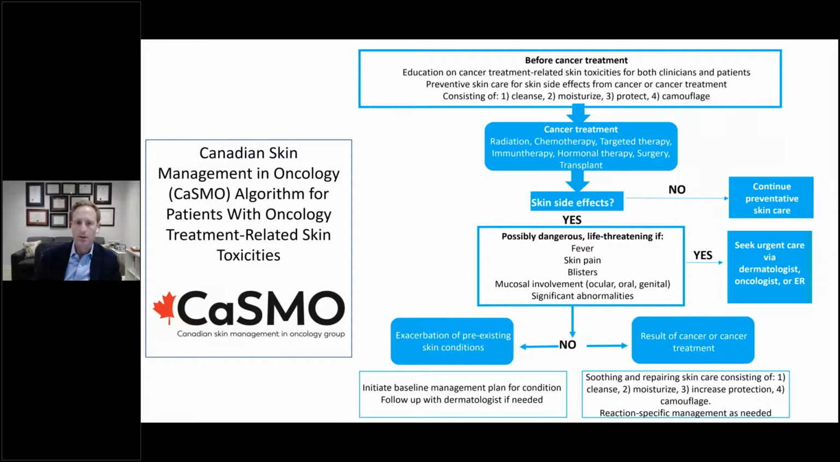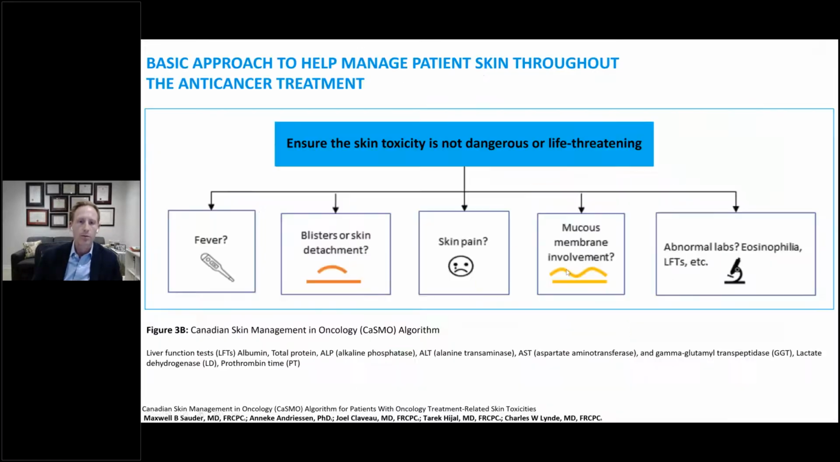If they do have a side effect, the next step would be to identify if it's dangerous or life-threatening. If it's dangerous or life-threatening, the signs that raise red flags are if it's rash with a fever, if there's blister or skin detachment, if there's skin pain rather than itch, if there's mucous membrane involvement, or if there's any abnormal labs such as eosinophilia or hepatitis.